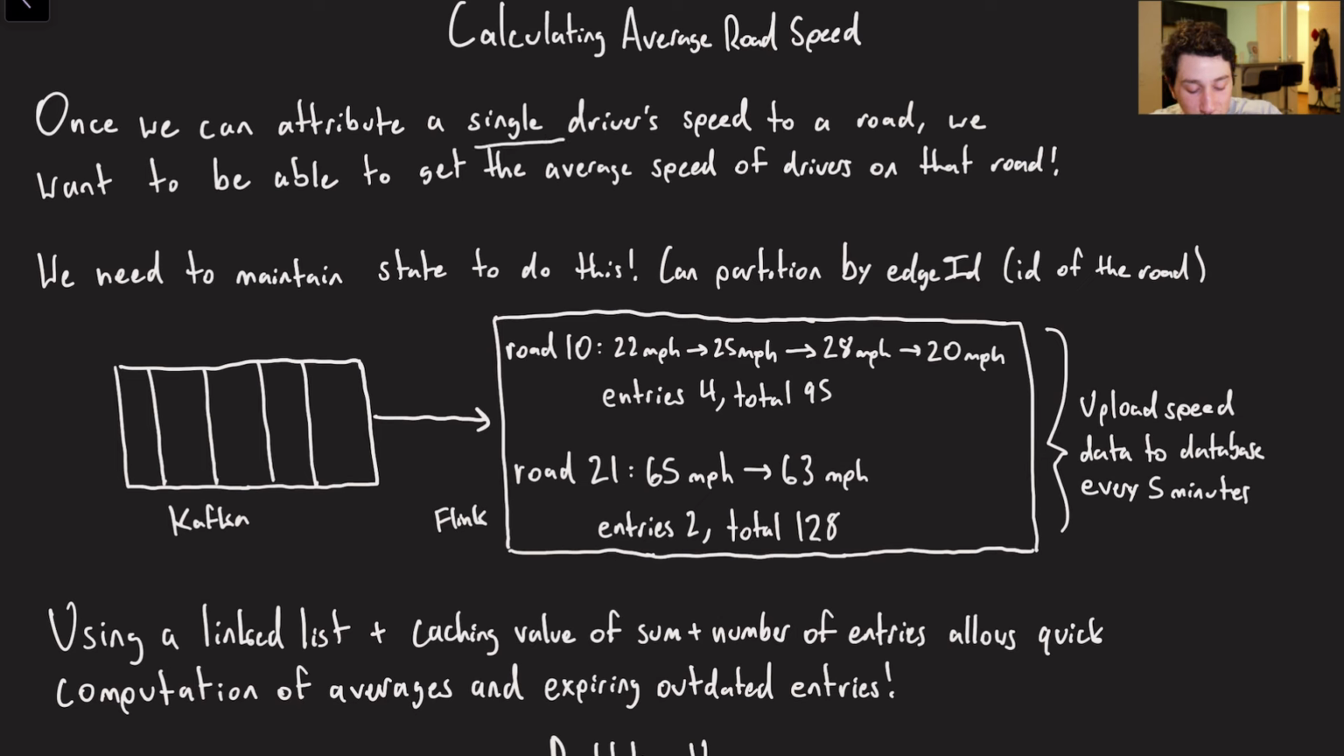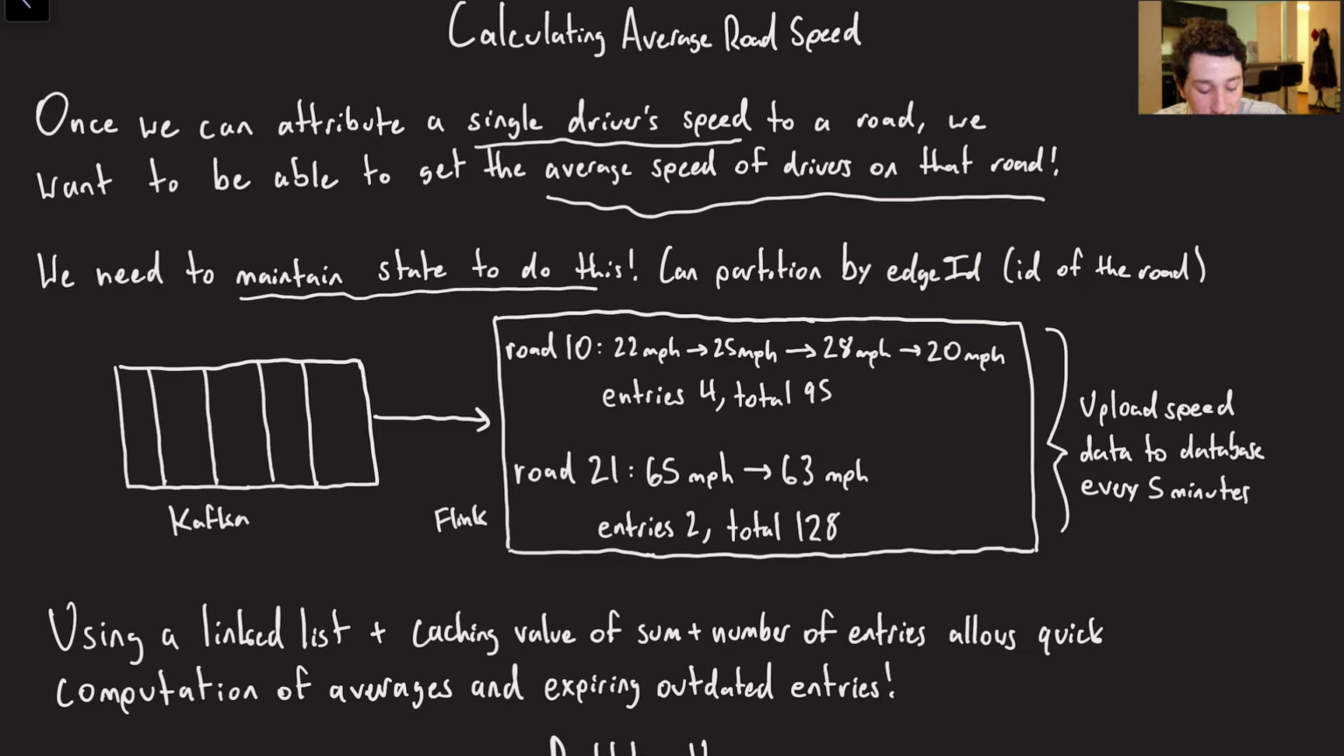The next thing is we want to be able to calculate the average road speed, right? It's one thing to get a single driver's speed. However, it's another thing to get the average speed of all of the drivers on that road. Let's say we want to do this process every 10 minutes or every 5 minutes, bunch them all together, get that average, and then throw that onto our edge and update the amount of time it takes to traverse the road.